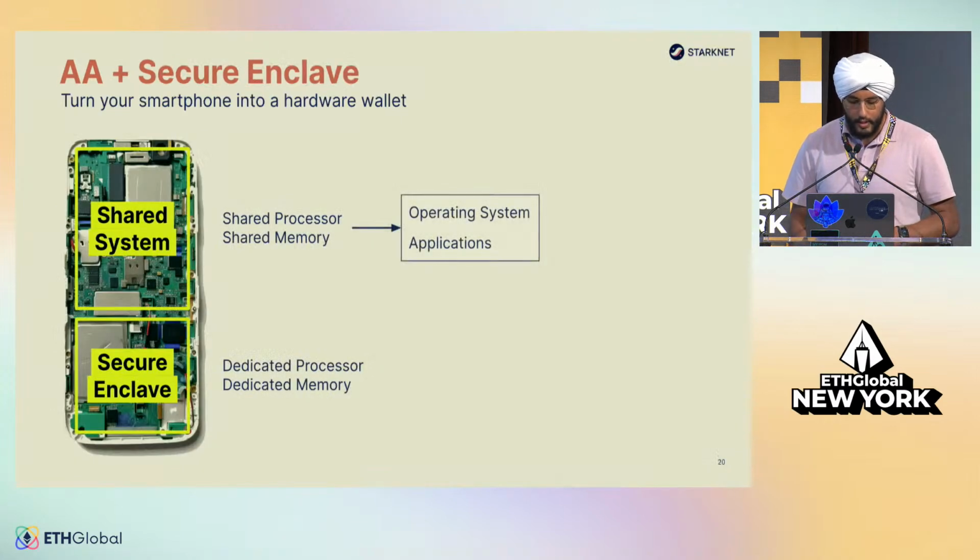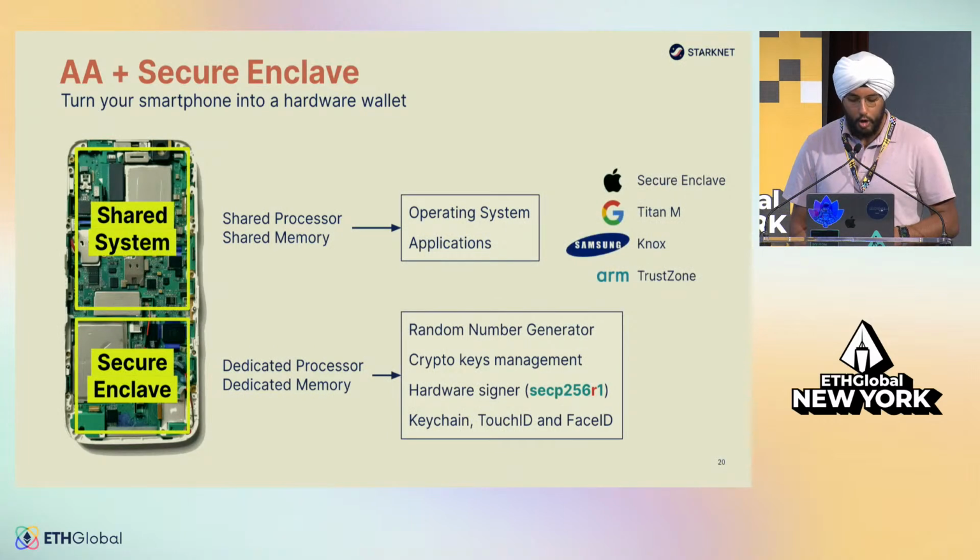So yeah, this is what I was talking about. You're able to use the secure enclave. That's what the secure execution environment on an Apple phone is called, and basically turn that into a hardware wallet purely because of the power of account abstraction.